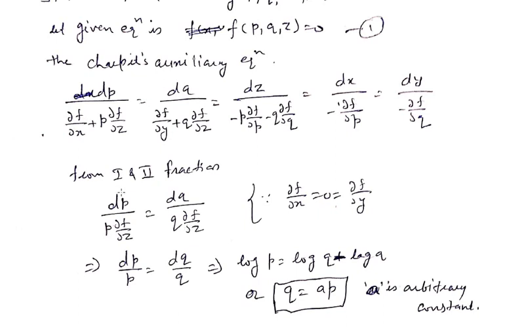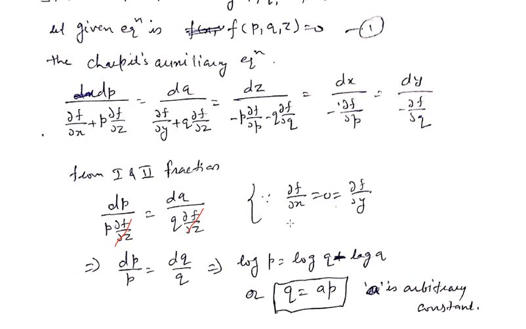And now we have to find a relation between p and q, so we take the first two fractions, and here the term del f upon del z cancels out, so the remaining terms are dp upon p equals dq upon q. When we integrate it, we get log p equals log q plus log a, or minus log a. So we can rewrite it as log q equals log p plus log a, or using the log property, q equals ap. So this is a relation between p and q, that q equals ap, or we can say p equals q upon a.